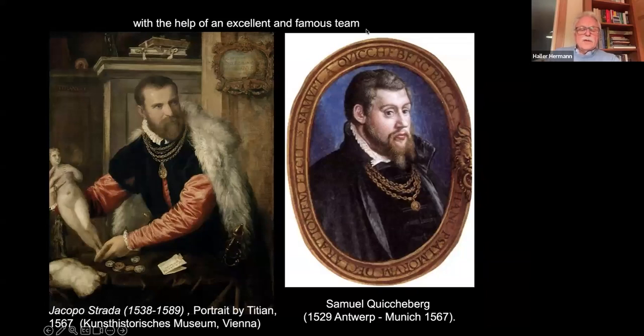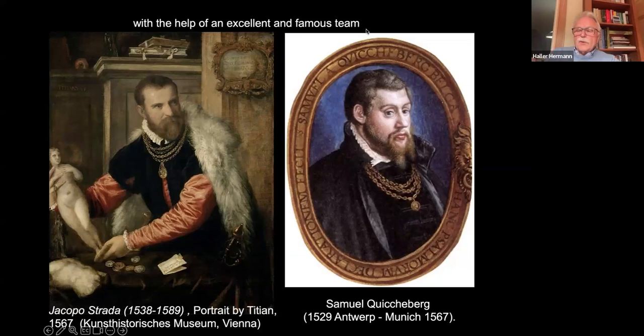This is a famous painting by Titian, which is in Vienna in the Kunsthistorisches Museum. Jacopo Strada, he was an art dealer, and he moved actually to Munich to work together with the Fuggers to build this collection and organize the collection. And the organizer was Samuel Quickeberg, who also moved to Munich and then died in Munich in 1567. And he wrote the first book about how to organize a collection.